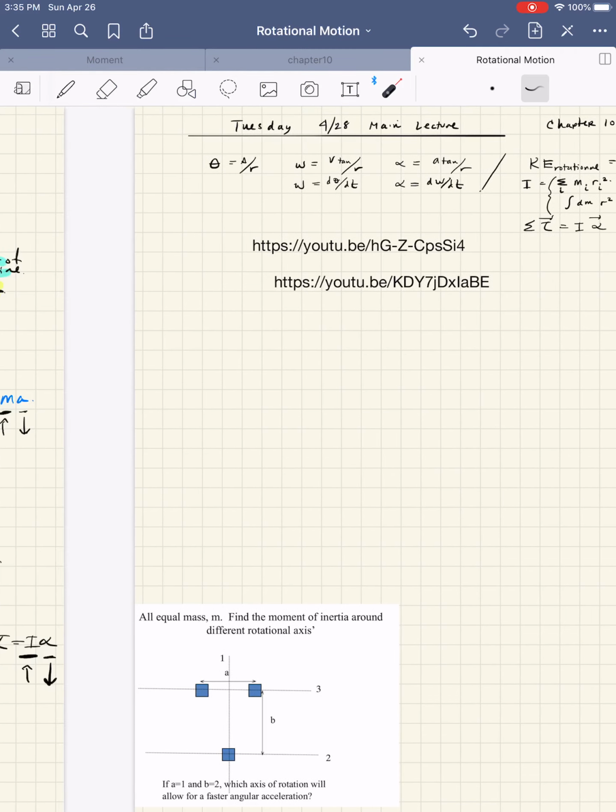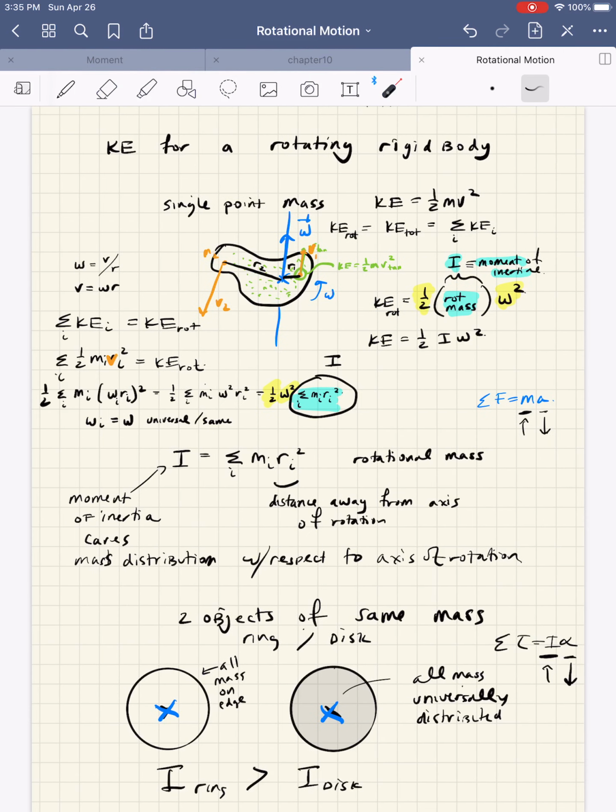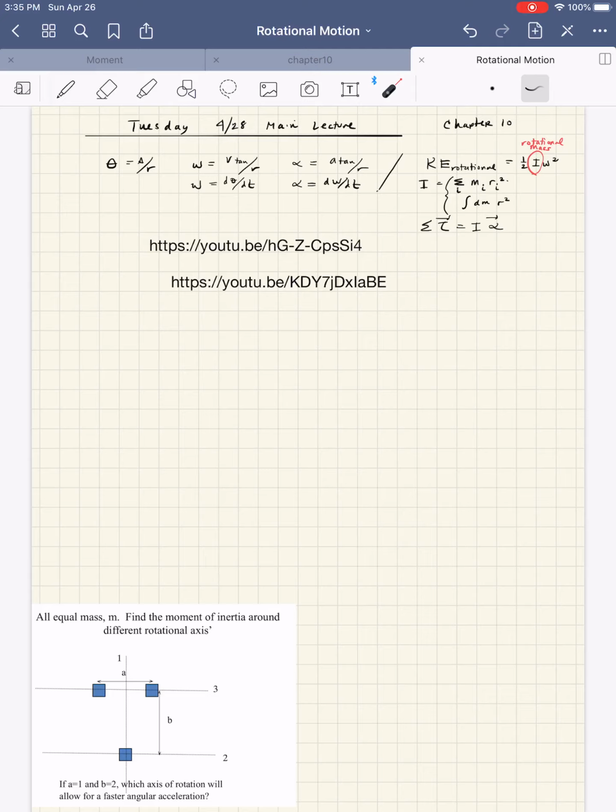So for example, we said if this is a rotational mass around this axis of rotation, here's one point mass, and it is this distance away from the axis of rotation. So m1 times r1 squared plus m2 times r2 squared. And then you do that for all the masses in here, and that will sum to give you the moment of inertia, or the rotational mass. So rotational mass depends on mass, but it also depends how far away you are from the axis of rotation. So that's what that r represents.